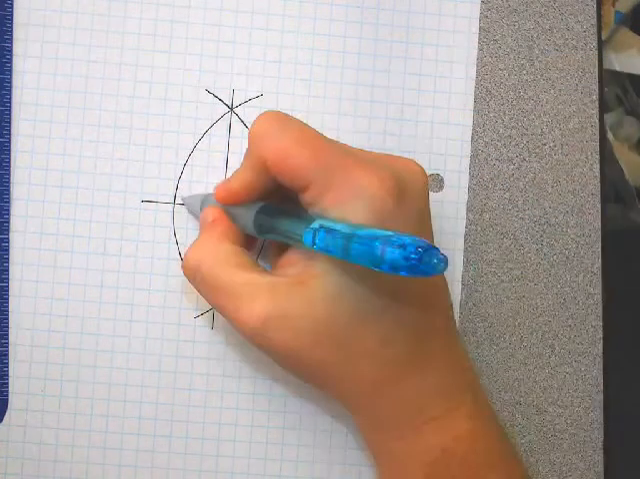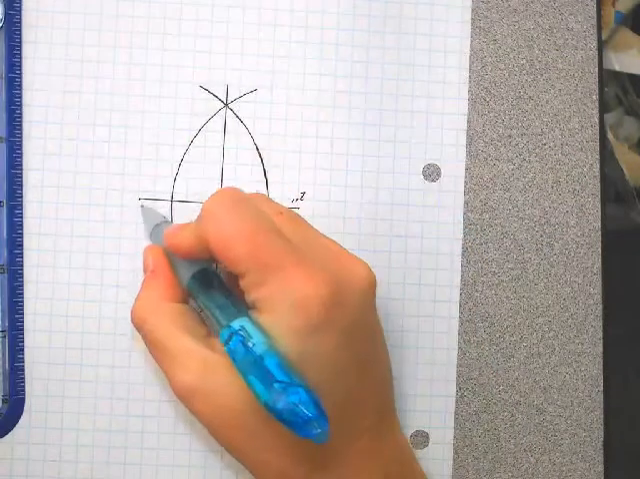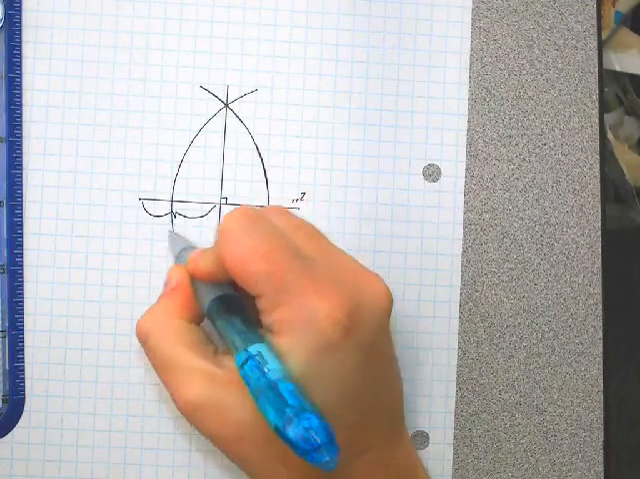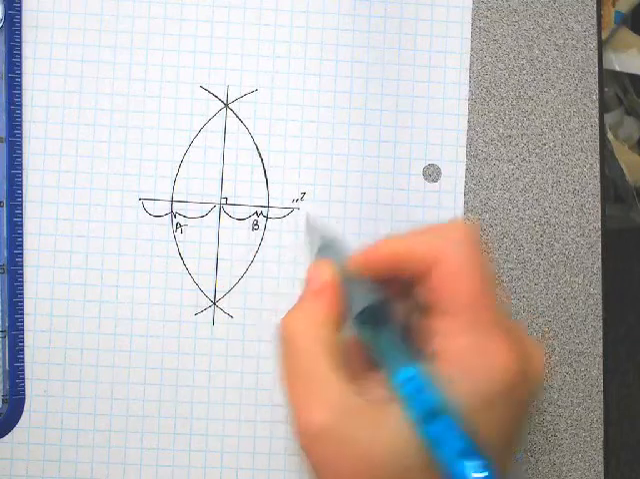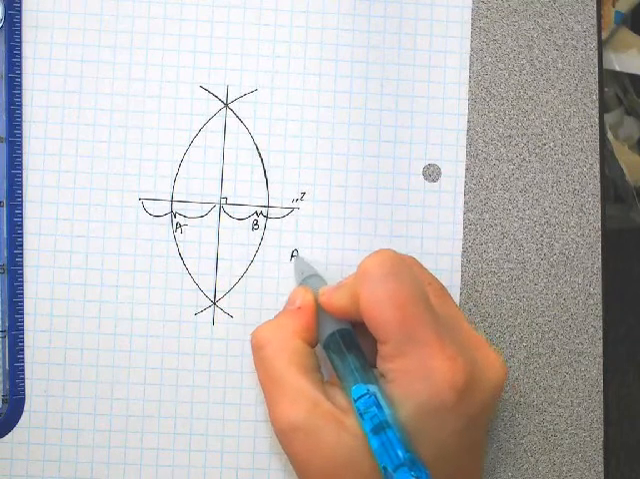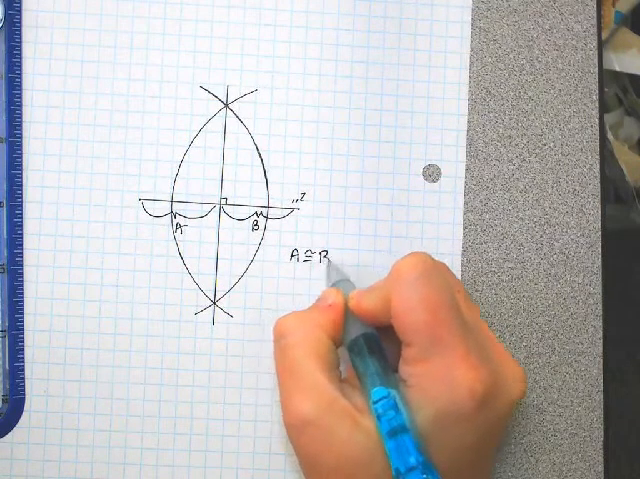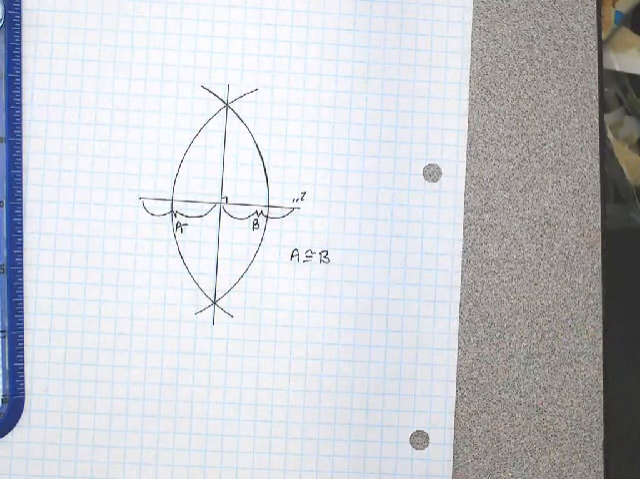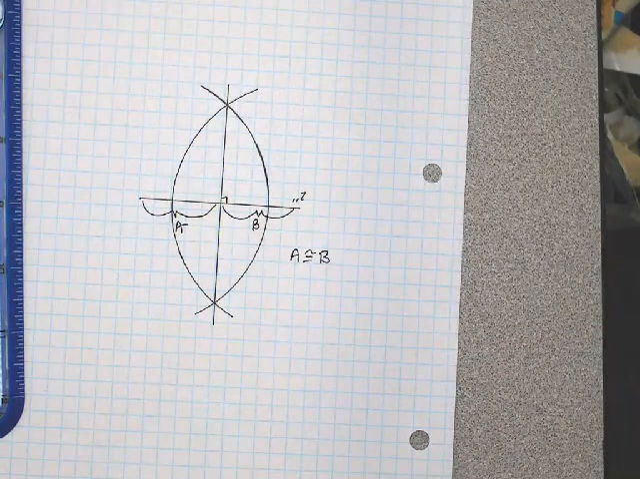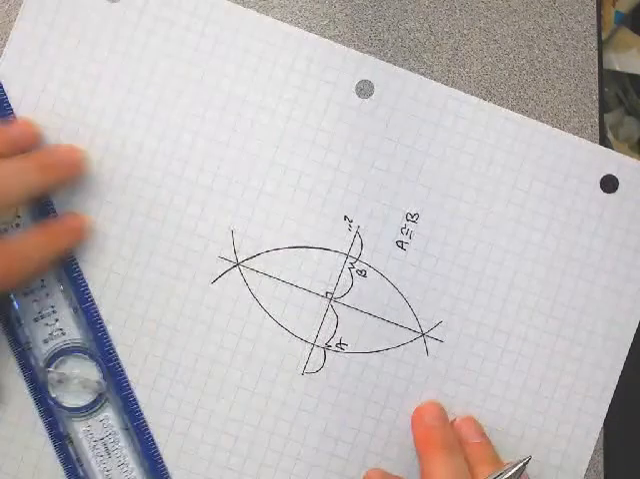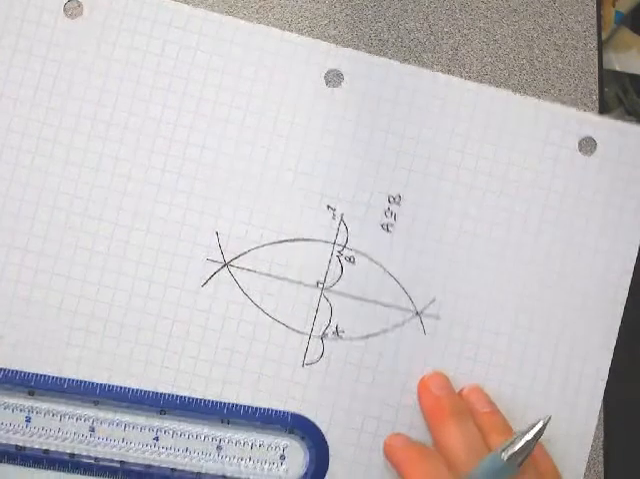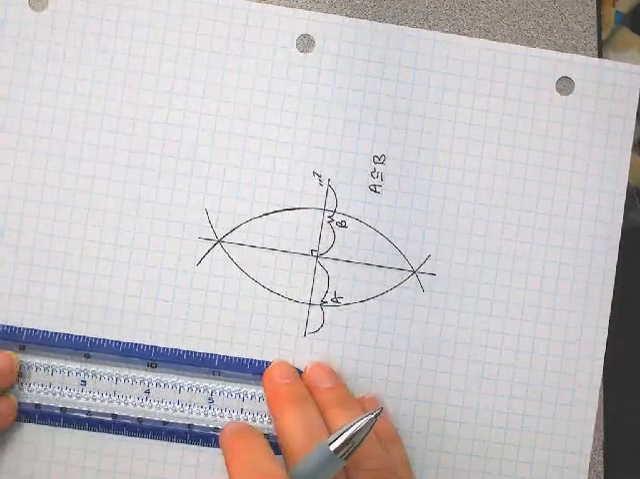I've done two things. I've created a right angle, and I've created two segments. Here's segment A, and here's segment B, and they are congruent. A is congruent to B. Let's do that one more time so that we can practice together, and then you need to practice a little bit on your own. So the first thing we did was what?